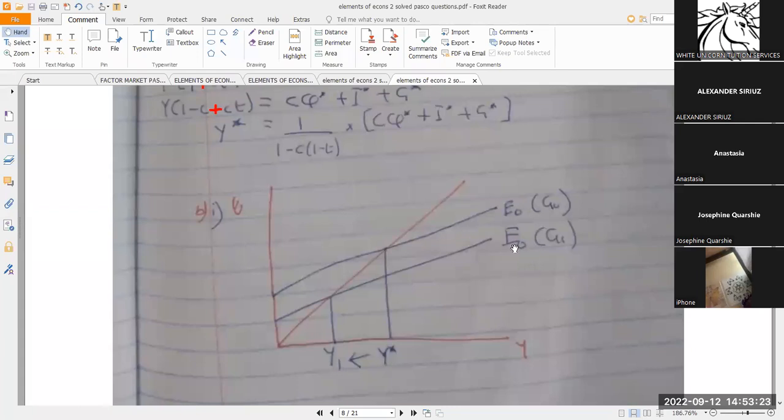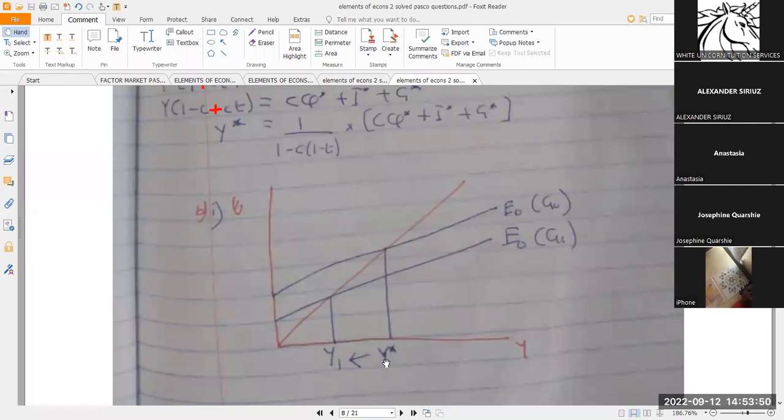E1, see, I wrote E0 again. Here it's supposed to be E1. So this E1 is drawn at a given level G1 of government spending. Now when the aggregate expenditure curve shifts downwards, this is going to be the new level of income or the new equilibrium income. And this Y1 is lower.